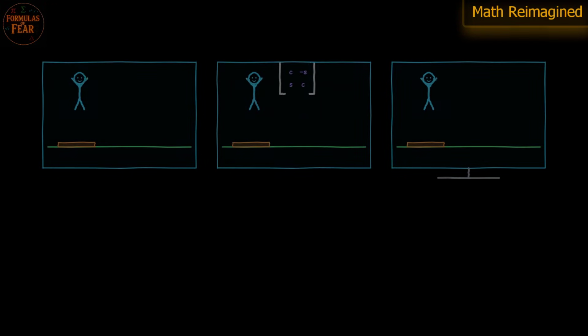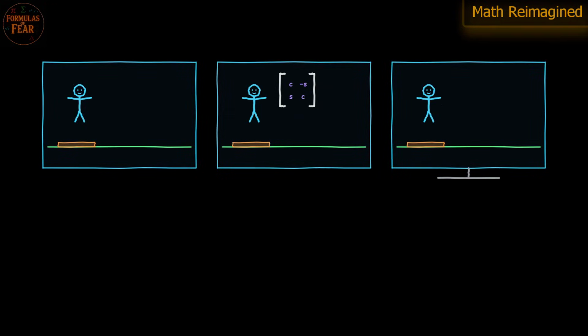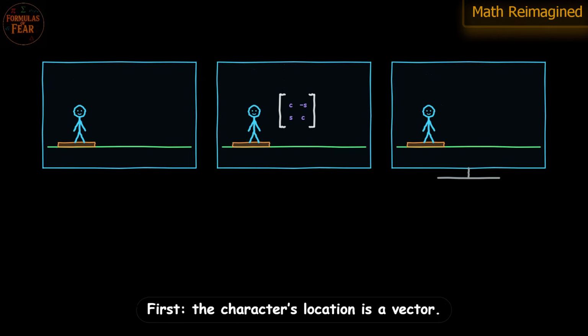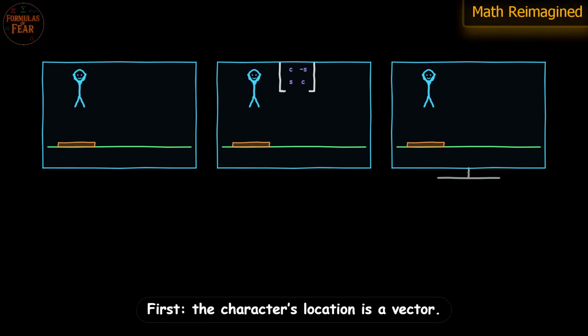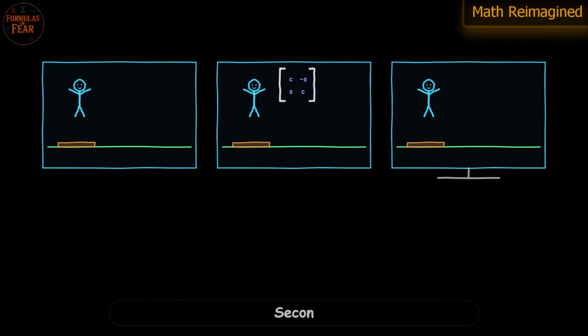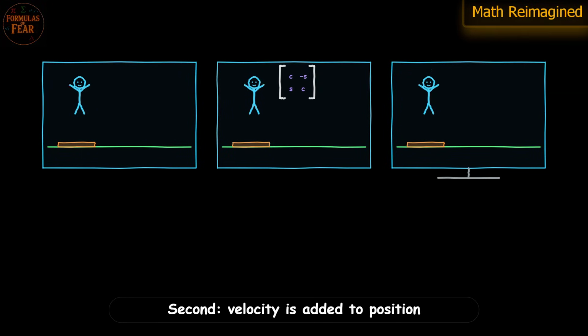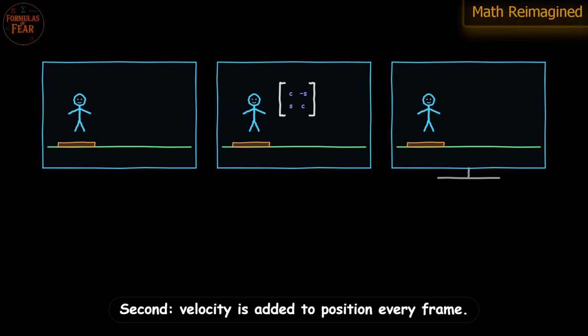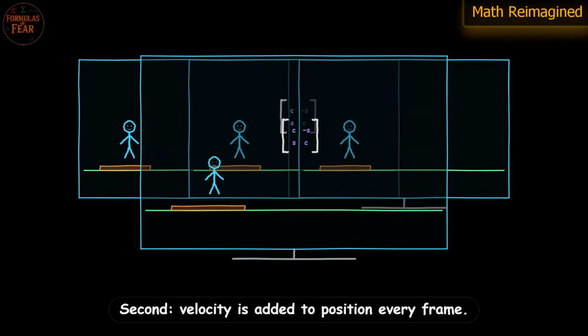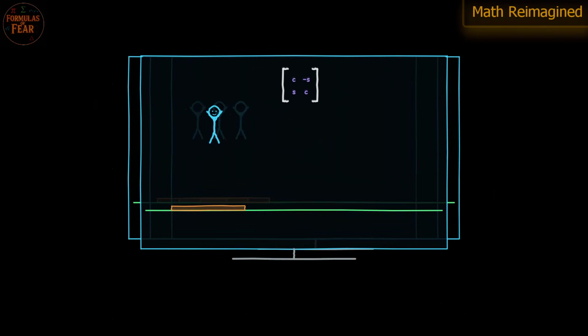Now, let's put all the puzzle pieces together in one scene. Imagine a video game character jumping from a platform. What happens behind the scenes? First, the character's location is a vector, 2 or 3 numbers saying where they stand in space. Second, the jumping motion itself is a velocity vector added to the position vector every single frame of the image.